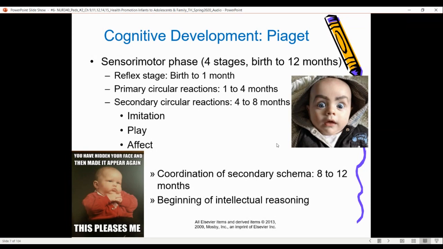So it takes a little while. It takes about 9 months before that develops. But this starts in this first phase of development. This is really the beginning of intellectual reasoning, really kind of making those connections between things that they're learning about the world around them, not just senses and motor function, but starting to have more of that higher level cognitive function.